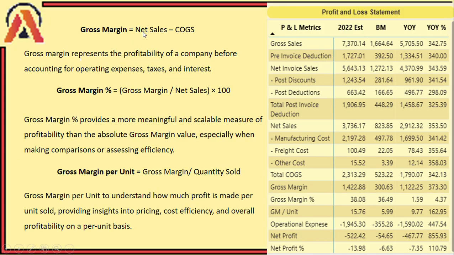So we have subtracted the total COGS from the net sales to get the ultimate gross margin amount. The gross margin represents the profitability of a company before accounting for operating expenses. Here we have taken the manufacturing and other costs into consideration, but in gross margin we have not yet taken the operating expenses. I have also calculated the gross margin per unit to understand how much profit is made per each unit.